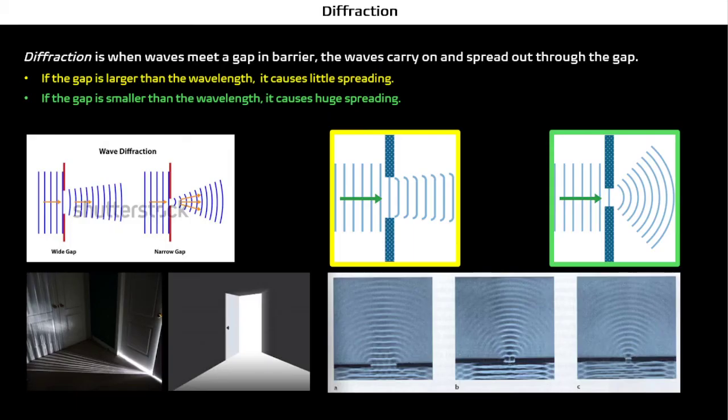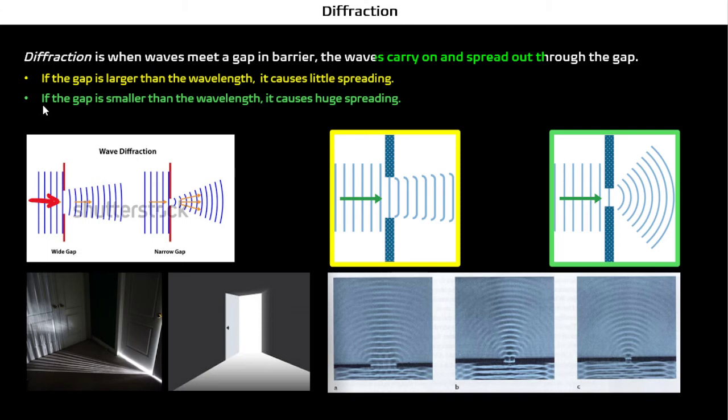Now let's take a look at one of the common properties of waves, which is called diffraction. Imagine a series of waves, it doesn't matter what type of wave it is, as long as a wave hits a barrier that has a gap in the middle, it is still going to carry on and spread through the gap. The only difference we should look for here is how wide or narrow the gap is.